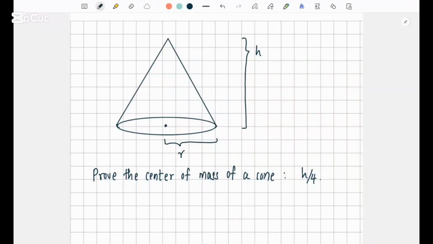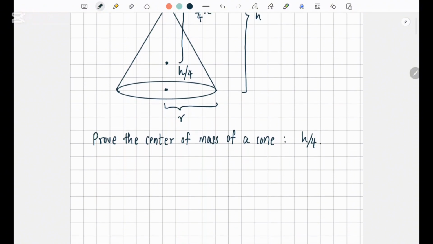Hi everyone, I'm going to show you guys how to prove the center of mass of a cone. So the center of mass of a cone from the base is h over 4. It would be somewhere here, h over 4, and from the top it would be 3 over 4, right? So we all know this, but how do you prove it? I'm going to show you guys how to prove this.